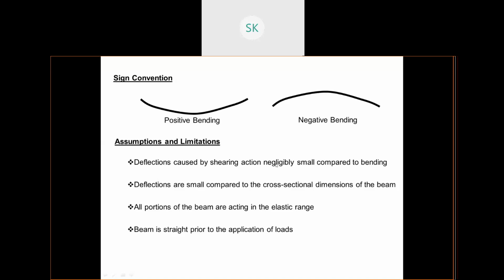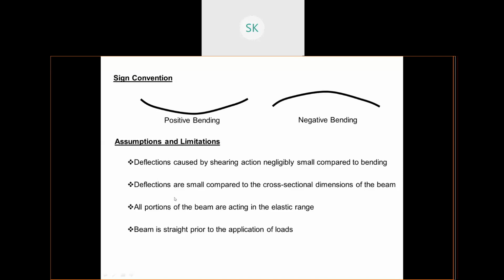What are the assumptions and limitations? Deflection caused by shearing action is negligibly small compared to bending. So in deflection of beams, we have not considered any shearing part because it is very negligible in amount. We have considered the pure bending case. Deflections are small compared to the cross-sectional dimension of the beam.